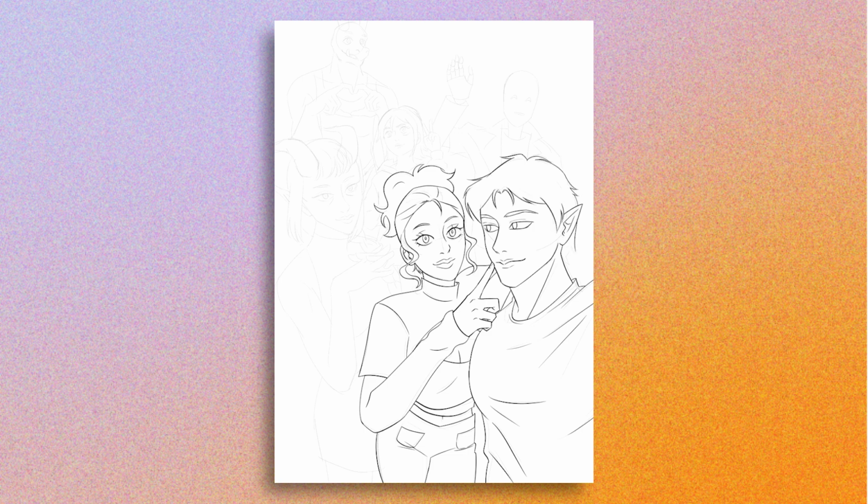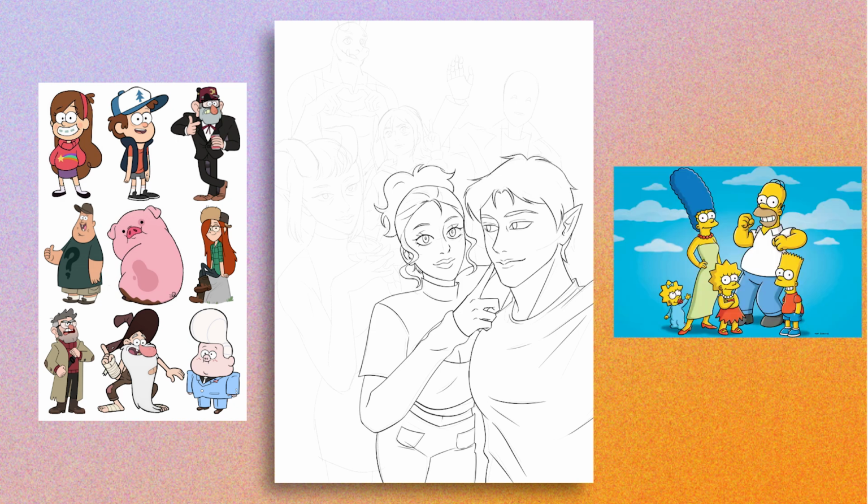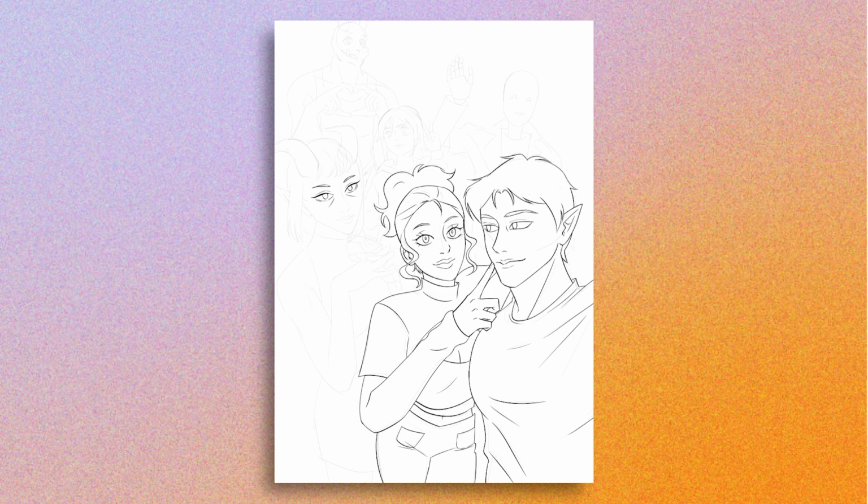You've got things like Gravity Falls or things like The Simpsons. These are probably the most exaggerated of the examples, but they still do a good job of exercising just how a character's shape and silhouette and body can help portray that character's personality. So that's something that I think is important.